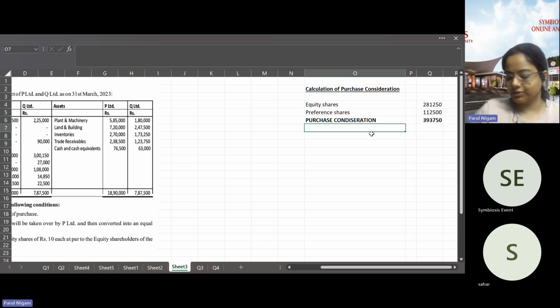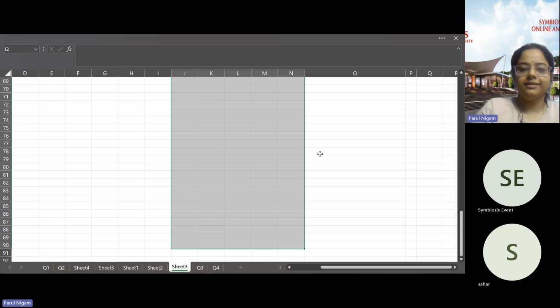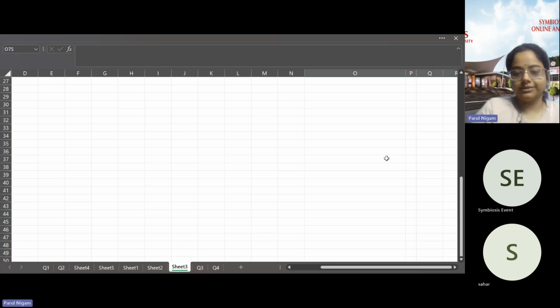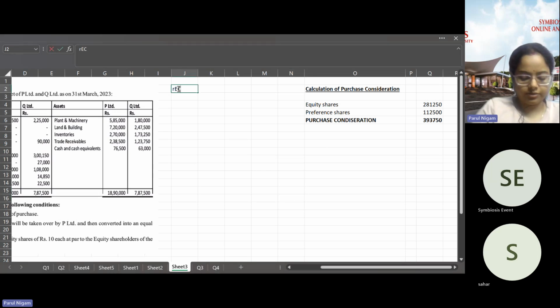If it is a 10 marks question, 2 marks will be for purchase consideration, 5 marks will be for entries, and the remaining marks are for preparation of the balance sheet. This is how the breakup goes. So the 2 marks thing is this calculation of purchase consideration. Now journal entries. Now we'll be recording journal entries in the books of.